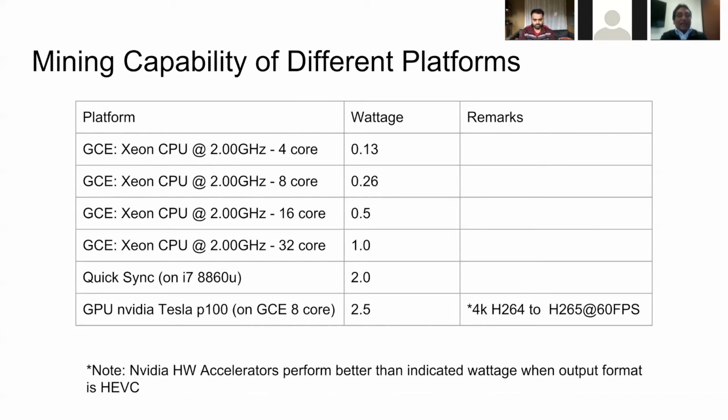That basically bumps up its wattage capability, or its transcoding capability, compared to the cores available there. Similar thing with GPUs associated with a Google Cloud instance. We took a Google Cloud instance of an 8-core machine and ran tests to see the transcoding performance of NVIDIA's Tesla P100. They have some kind of acceleration for H.265.